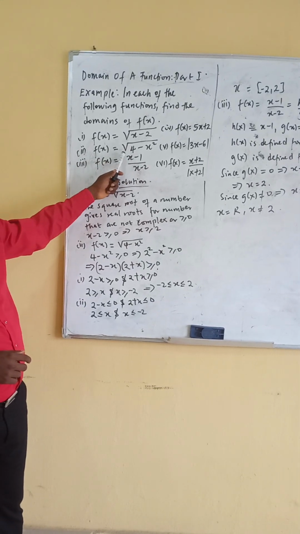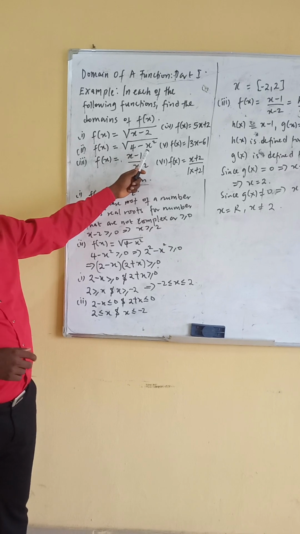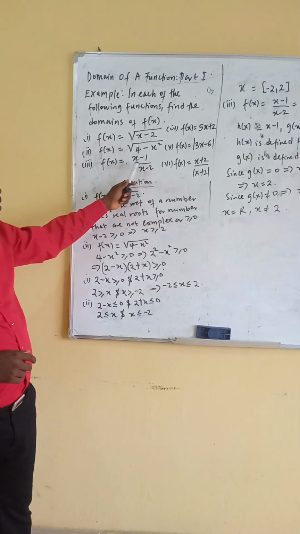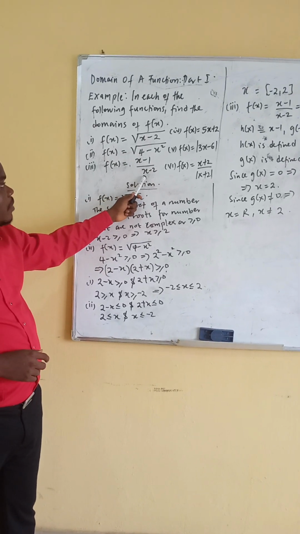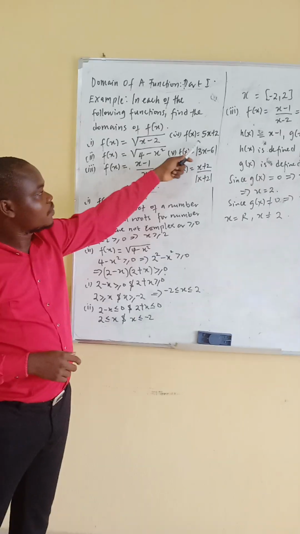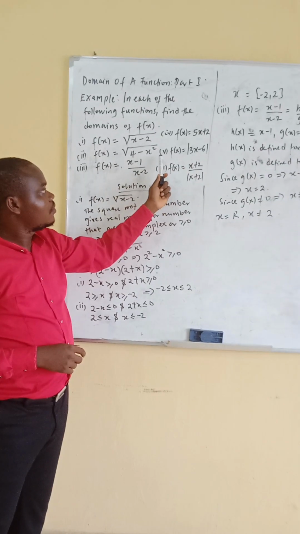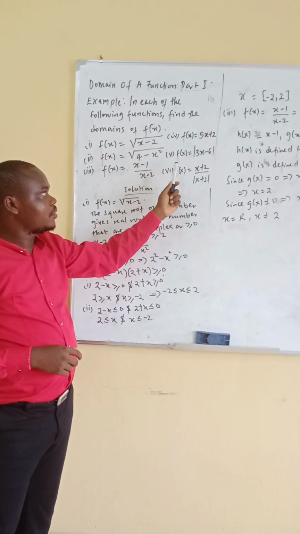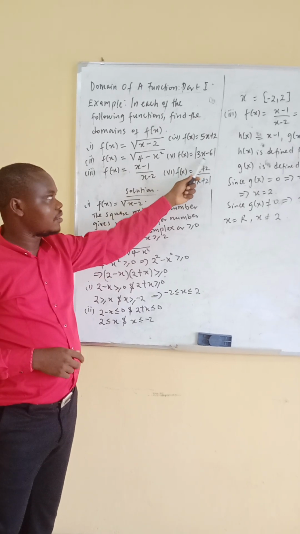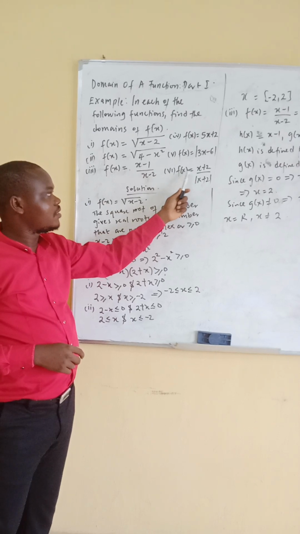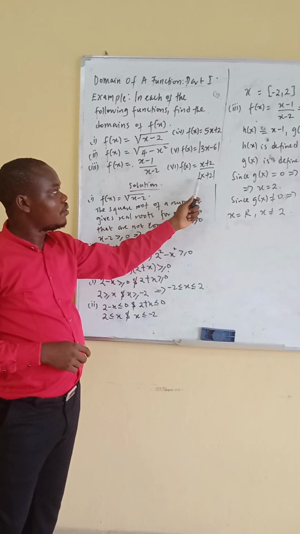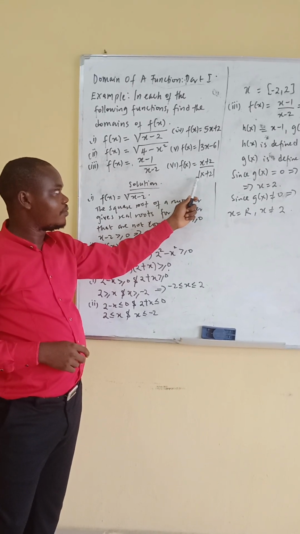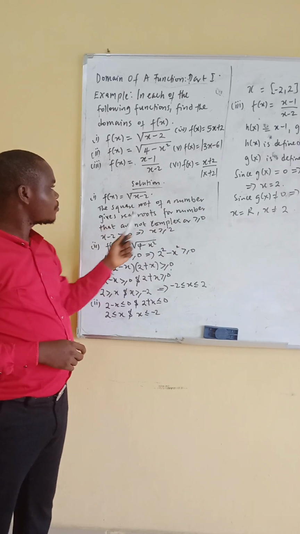f of x is given by root 4 minus x squared. f of x equals x minus 1 divided by x minus 2. f of x equals 5x plus 2. 5. f of x is given by the absolute value of 3x minus 6. 6. f of x is defined by x plus 2 all over the absolute value of x plus 2.